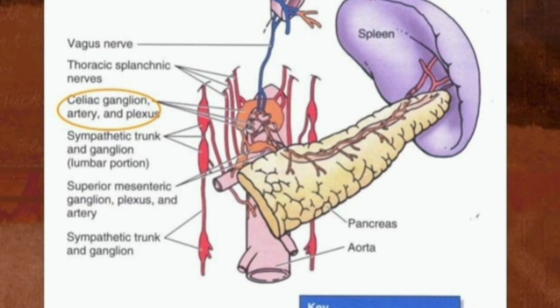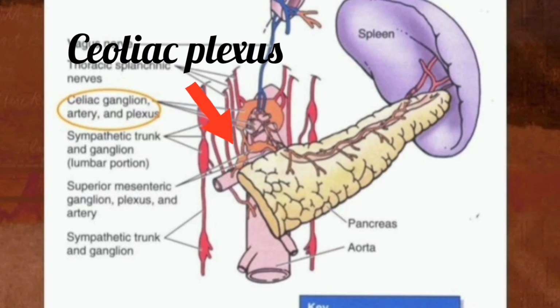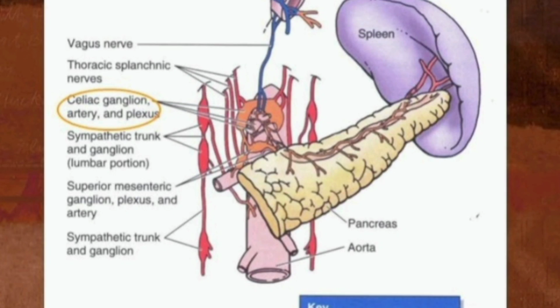Next is the nerve supply to the spleen. Sympathetic nerve supply is from the celiac plexus, and the parasympathetic is from the vagus.